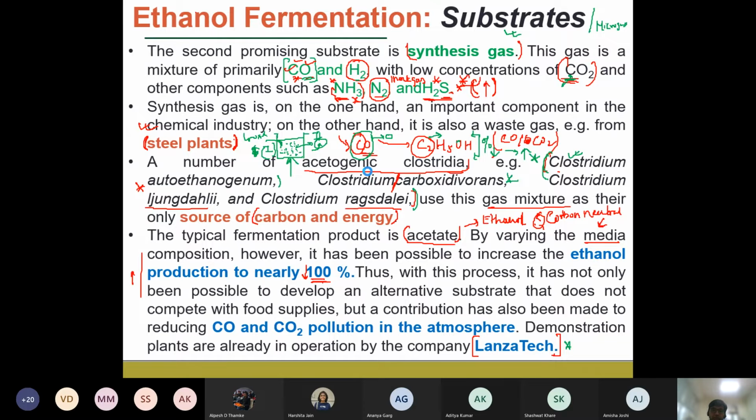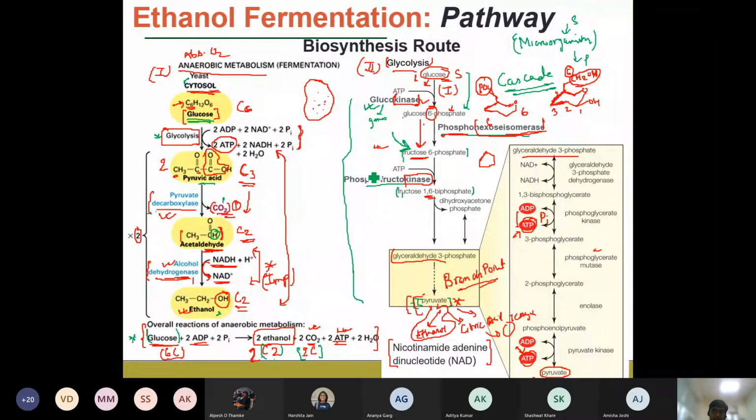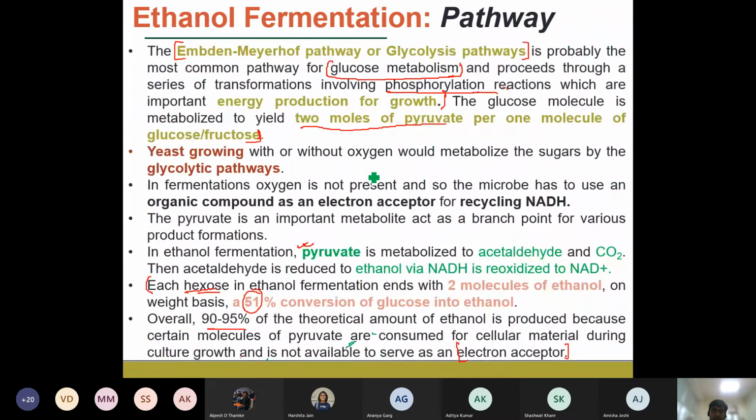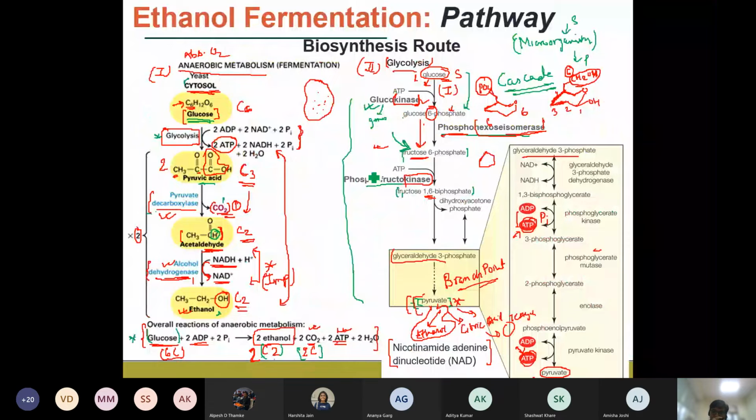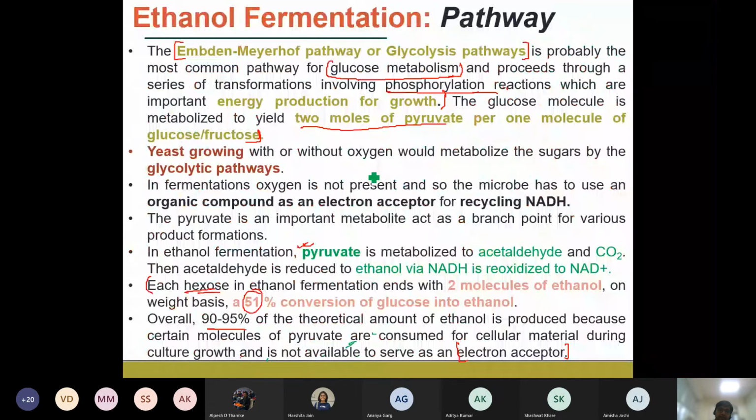We can improve the solubility of the carbon dioxide, carbon monoxide, or these carbon components into those media. Now coming to the biosynthetic pathway, we have already looked into the pathway, and we have seen there are generally two pathways that are being followed. One is the EMP pathway, which is known as the Embden-Meyerhof pathway, or it is also called the glycolysis pathway.